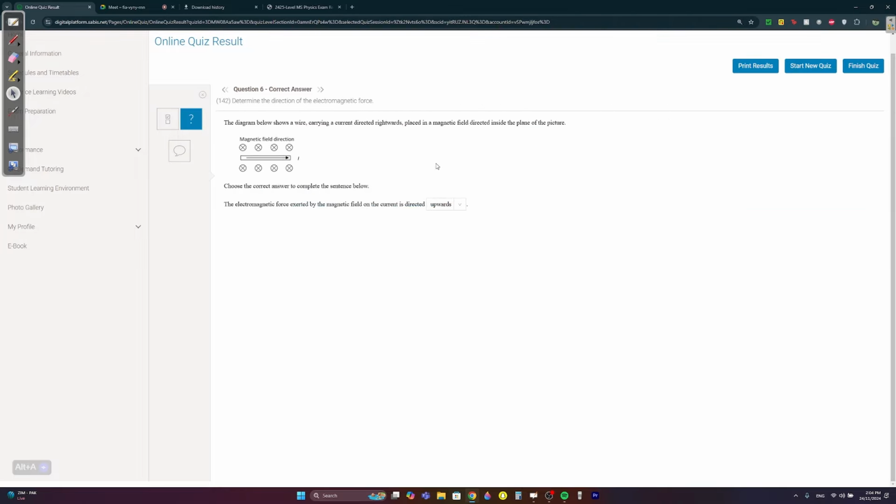Question 6. The diagram below shows a wire carrying a current directed rightwards, placed in a magnetic field directed inside the plane of the picture. What is the direction of the force? You have I going to the right, you have B going inwards. So your thumb would be going to the right. Use IBF.